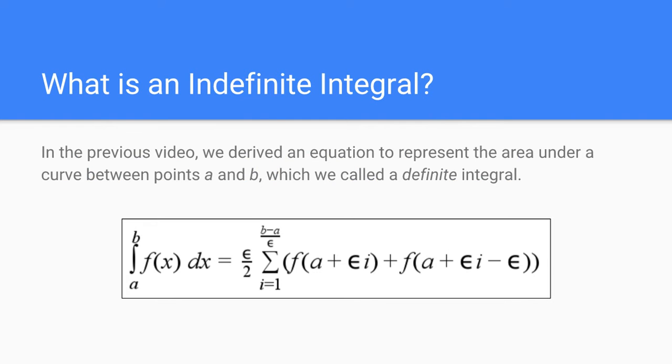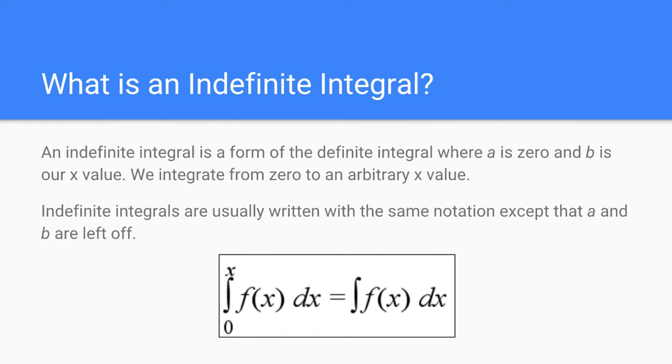What is an indefinite integral? In the previous video we derived an equation to represent the area under a curve between two points A and B. We call this the definite integral. An indefinite integral is a form of the definite integral where a is 0 and b is our x value. We integrate from 0 to an arbitrary x value.